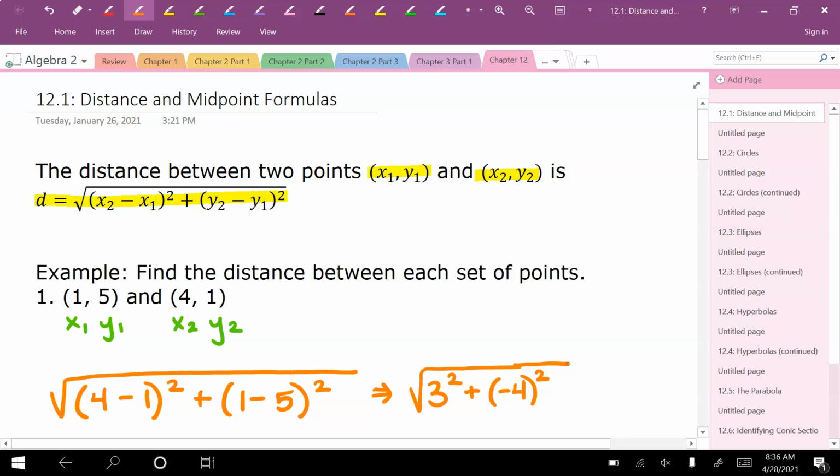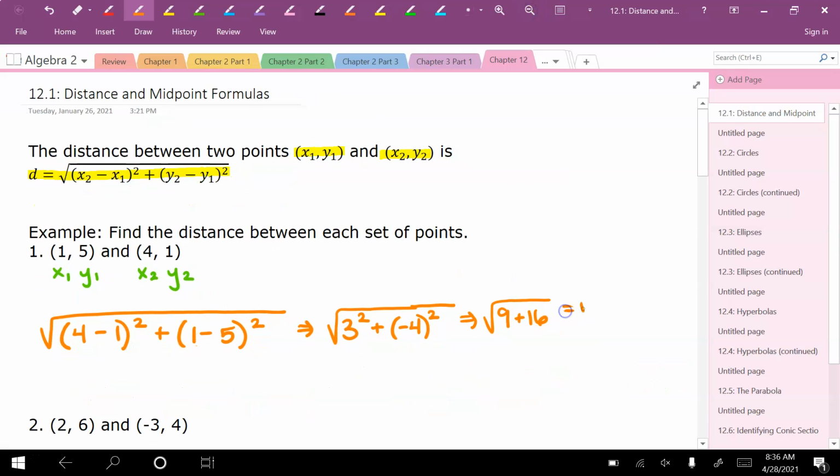So when I do this, because I'm squaring those quantities, you should always get a positive number underneath the square root sign here. You should never get a negative answer because you're squaring the number, so that's going to always make it be positive. And then we're adding them together. So 3 squared is going to be 9. And negative 4 squared is going to be 16. So I have 9 plus 16 here. So 9 plus 16 is 25, and the square root of 25 is 5.